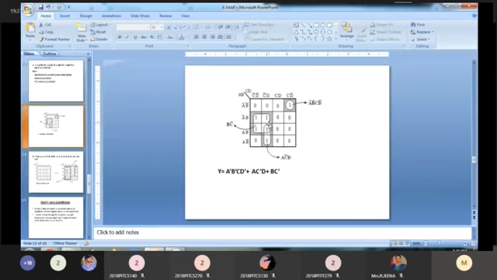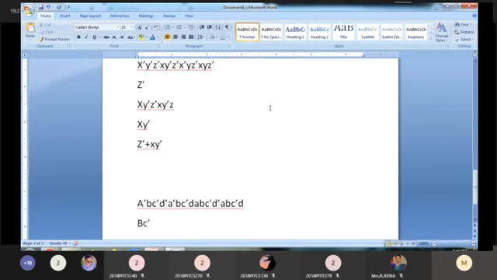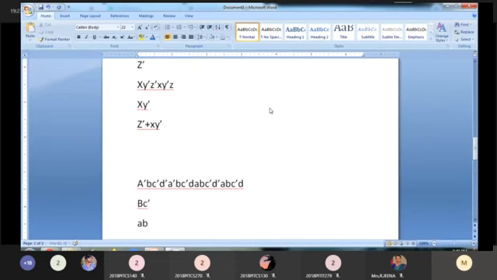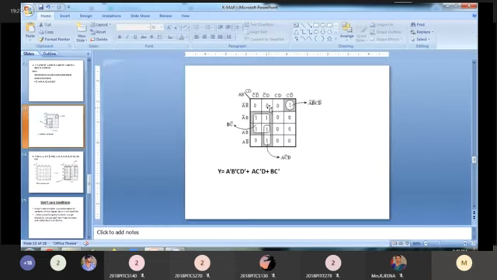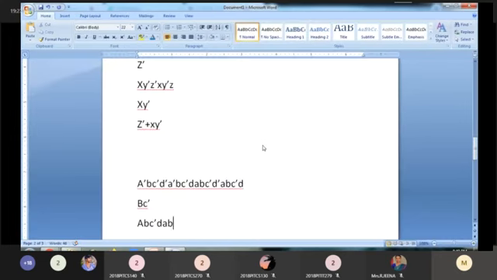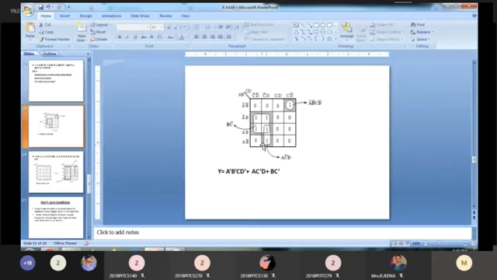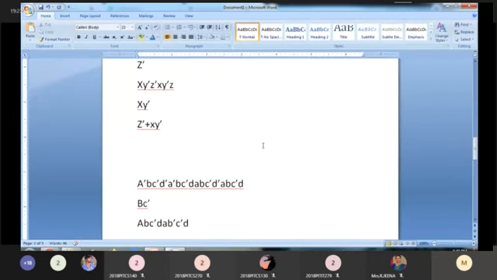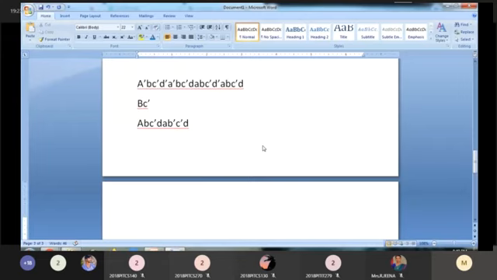Okay. Next, this is a group. Okay. What is the group? A, B, C bar, D. Next one is A, B bar, C bar, D. Okay. Now, A. 2 A's are there. So, you have to consider only 1 A. Okay. Next, B bar cancel. C bar, 2 C bar. So, you have to consider only 1 C bar. Then, D, 2 D's are there. So, you have to consider only 1 D.